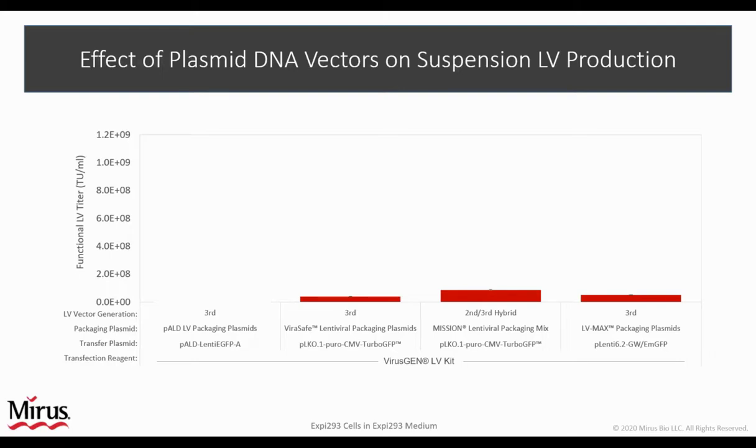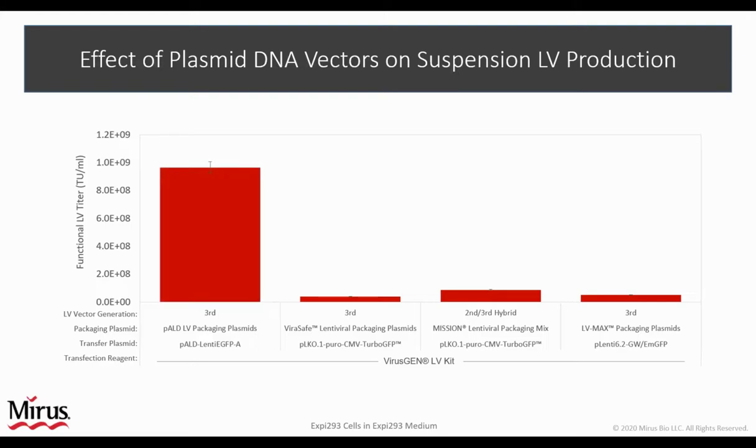Traditionally, we saw highest titers using the MISSION packaging mix, which isn't unexpected, as there are fewer total plasmids to transfect with that 3rd gen hybrid system. However, more recently, we tested the pALD packaging, LV packaging, and transfer plasmids from Aldevron, and honestly, we were very impressed by their performance. Here we see functional LV titers nearing 1 billion TU per mL, which really raises the bar for commercial plasmids and also begs the question, what else does this improve? Do these types of vectors enable the use of less DNA in reagents?